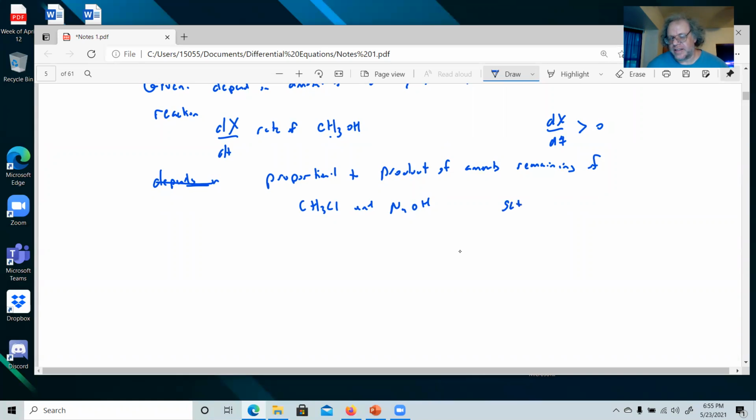So we're going to set A equal to the amount of CH3Cl, and then B, they use Greek letters, alpha and beta in the book, of NaOH. So dx/dt is proportional to, equals the constant of proportionality times (A minus x), that's the amount that remains, times (B minus x).